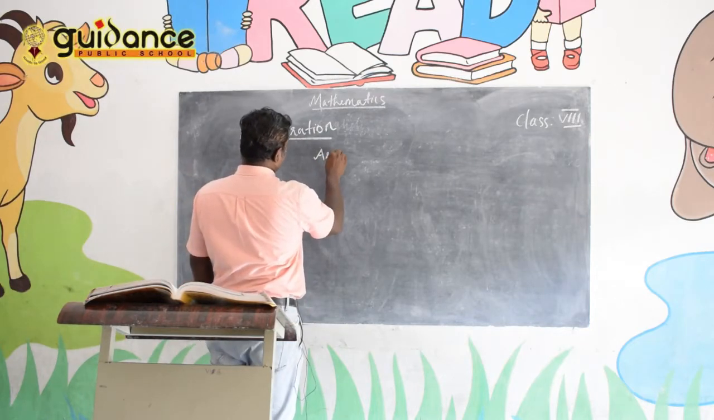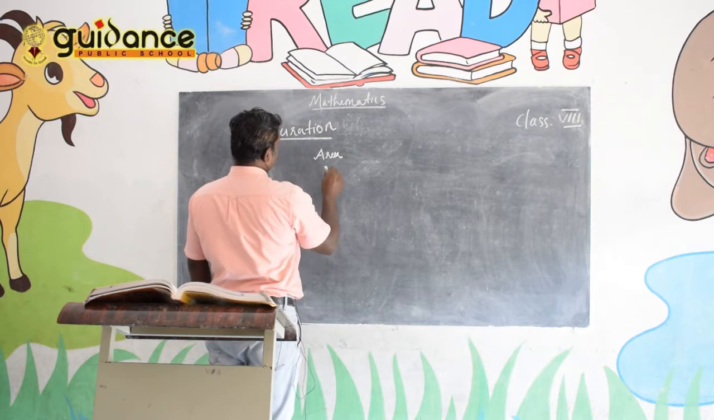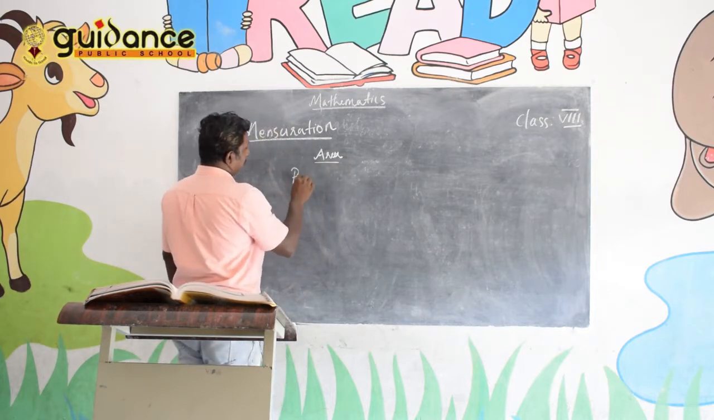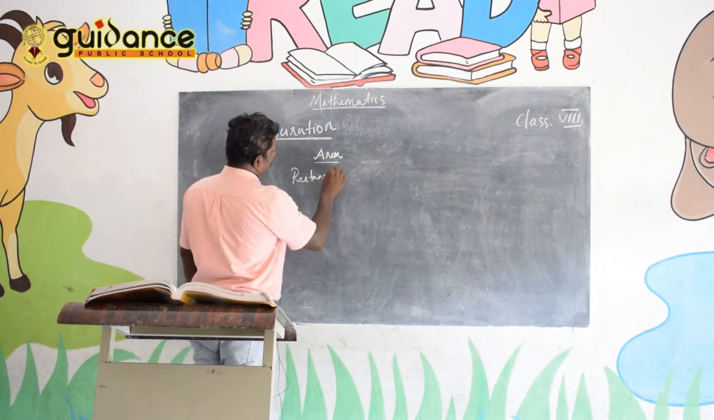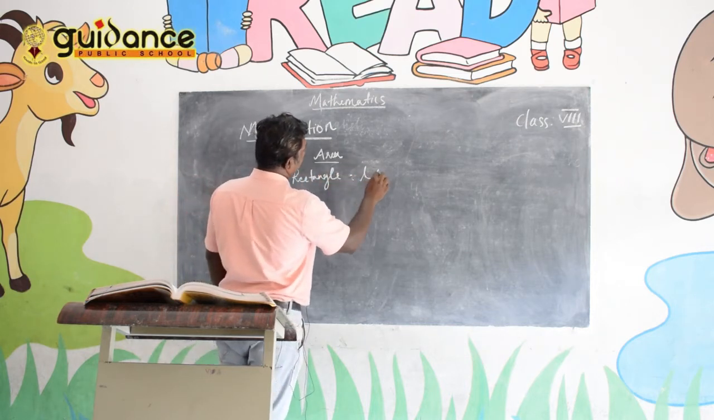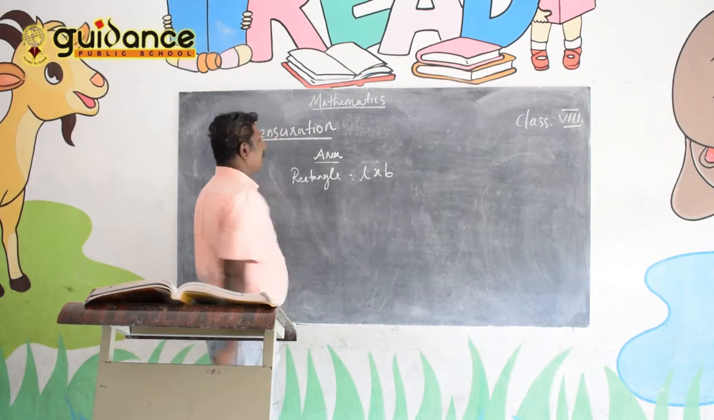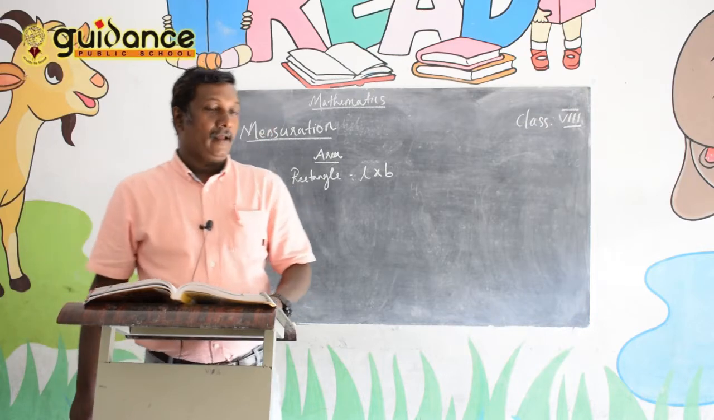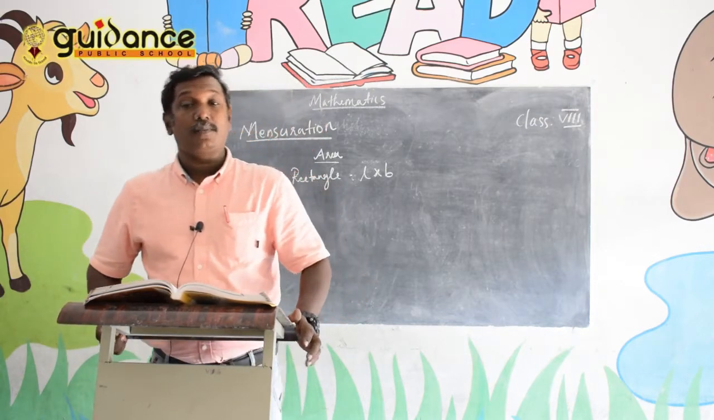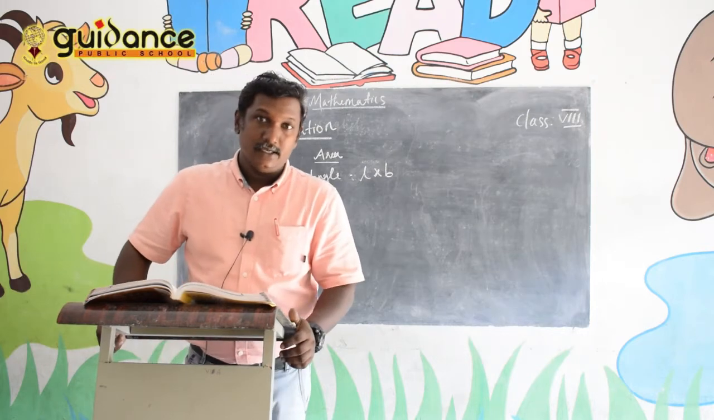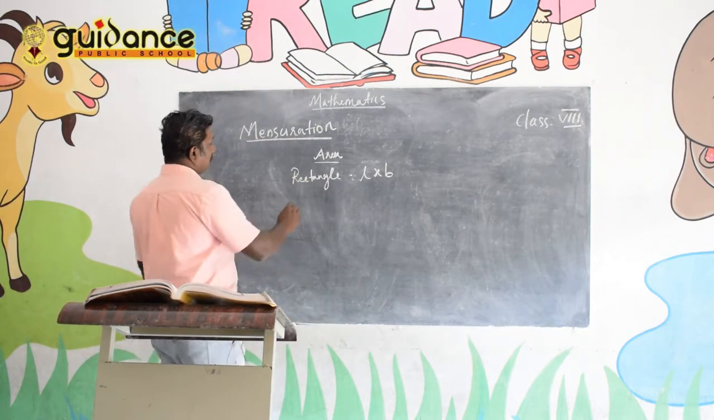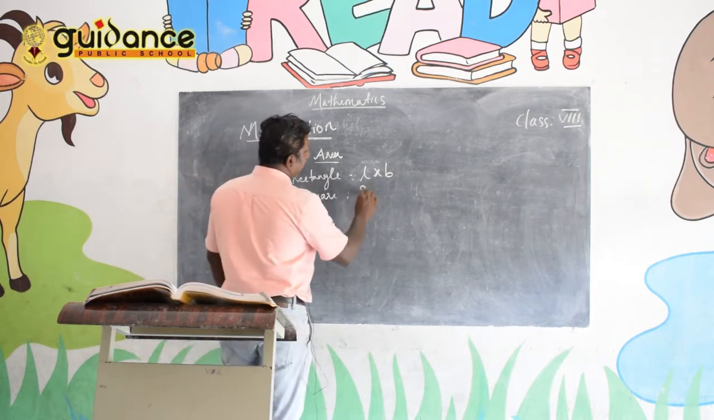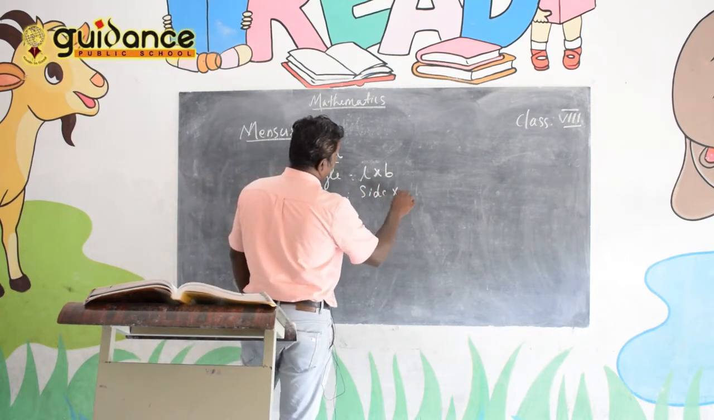Area of a rectangle is length into breadth. What is meant by a rectangle? A rectangle is a four-sided closed figure, and the opposite sides are equal and each angle is 90 degrees. What is the next figure? Square. Area of square is side into side.